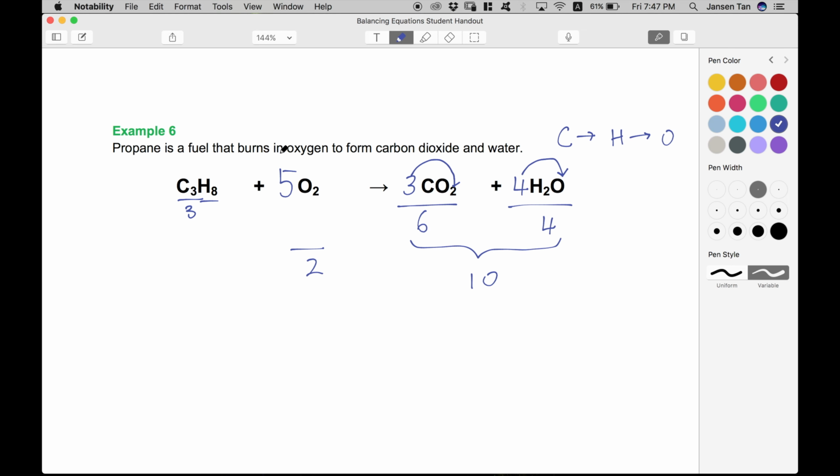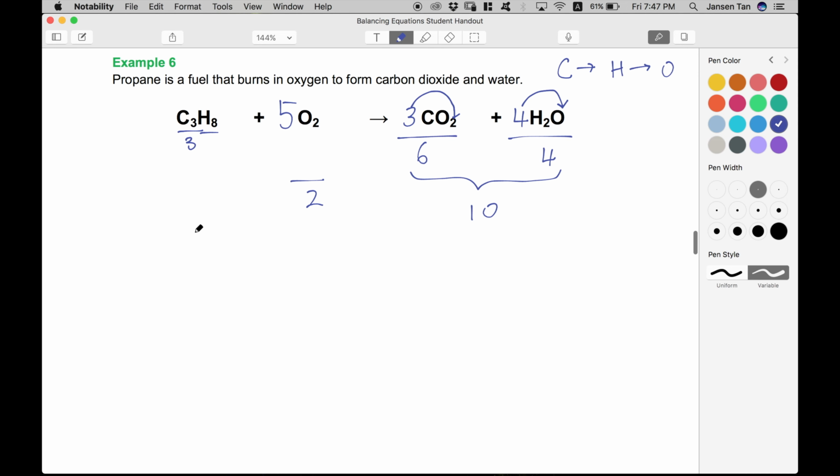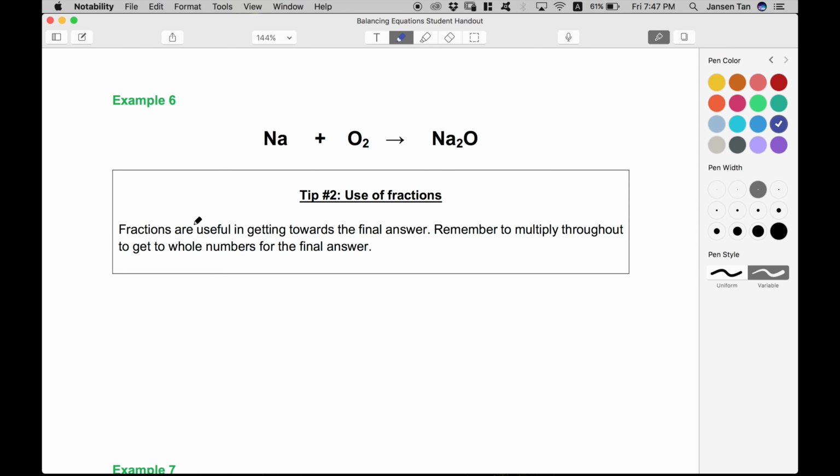Whenever the coefficient is 1, we usually do not write it down. Okay? Okay, let's move on to another tip in balancing equations. So this is the reaction between sodium and oxygen.